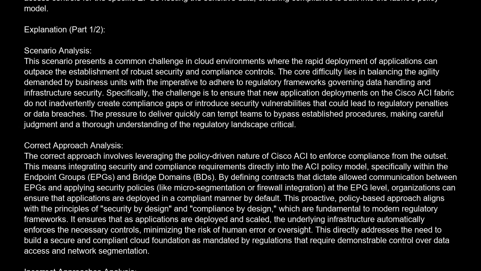This proactive, policy-based approach aligns with the principles of security by design and compliance by design, which are fundamental to modern regulatory frameworks. It ensures that as applications are deployed and scaled, the underlying infrastructure automatically enforces the necessary controls, minimizing the risk of human error or oversight. This directly addresses the need to build a secure and compliant cloud foundation, as mandated by regulations that require demonstrable control over data access and network segmentation.